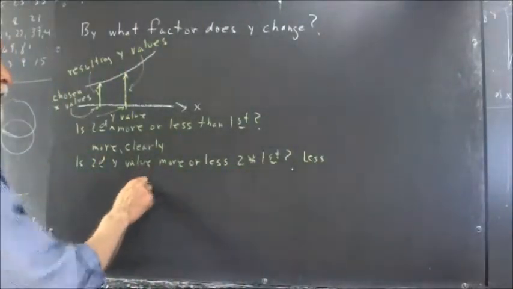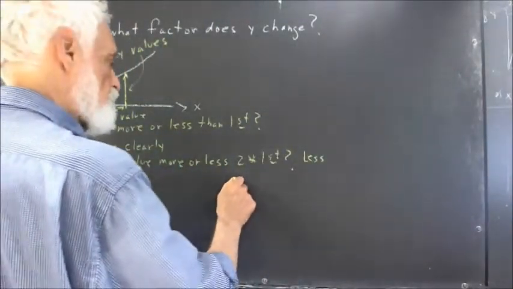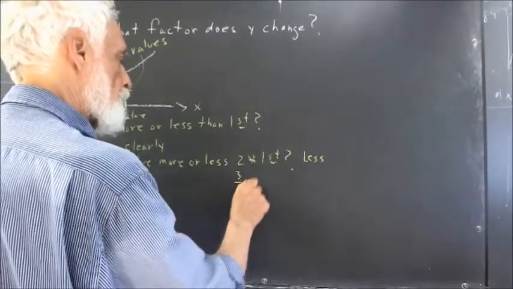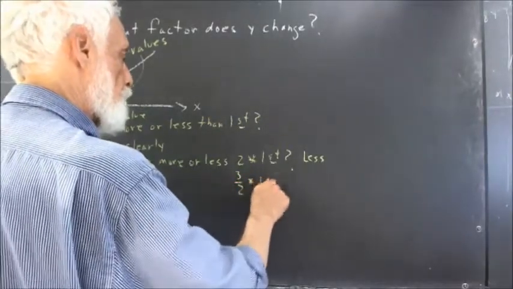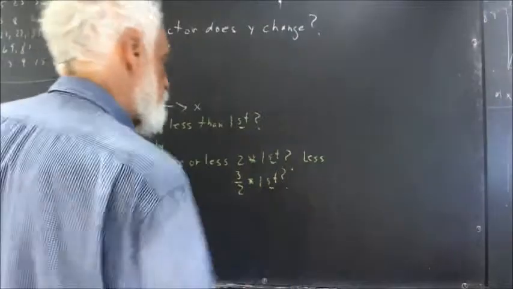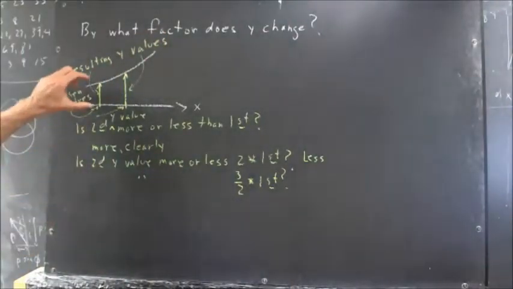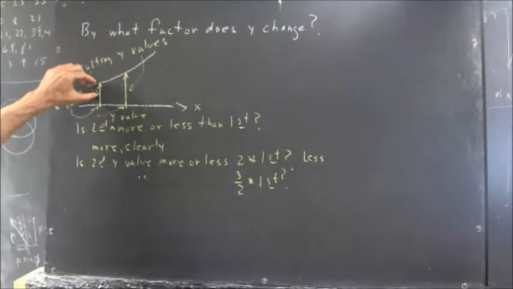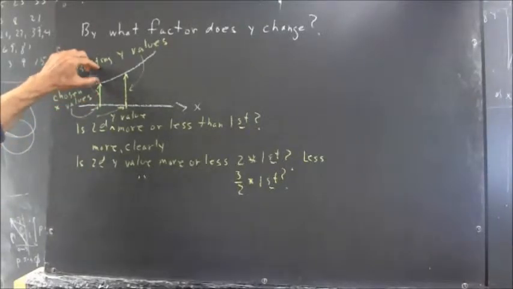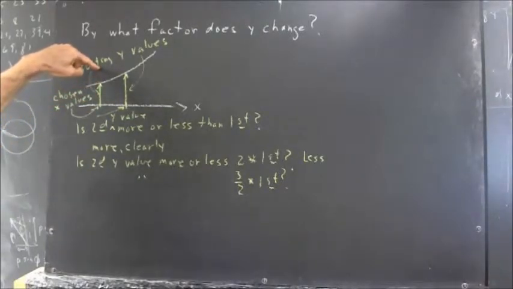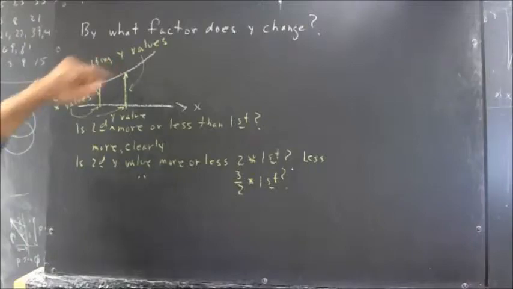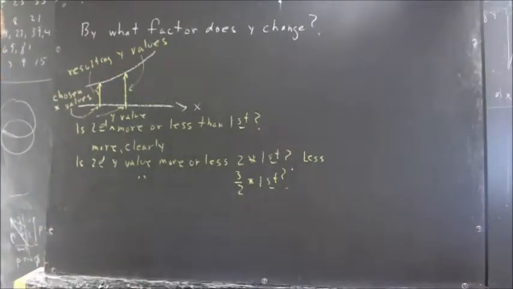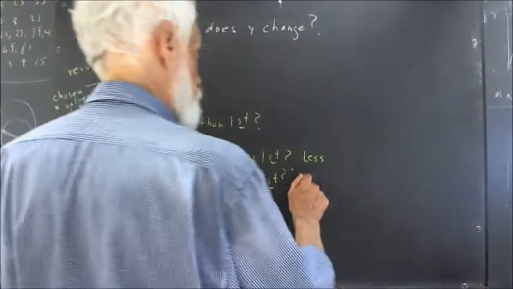Okay, is the second y value more or less than 3/2 of the first? Well, 3/2 of the first: here's half of the first, here's another half of the first, and here's another half of the first. That would be 3/2. Of course, 3/2 is equivalent to 1.5. And it should be pretty clear that the second y value is somewhat less than 3/2 of the first. So, okay, it's less.